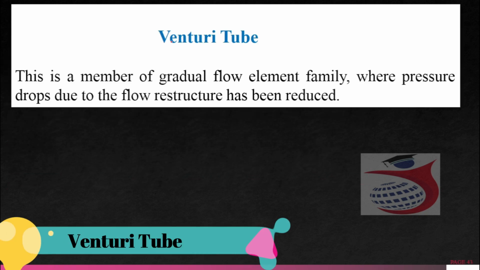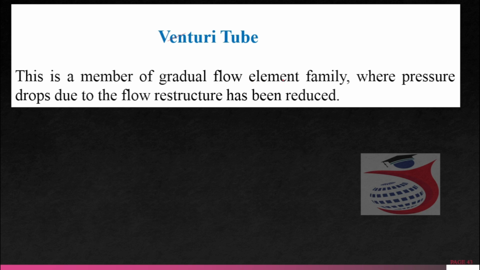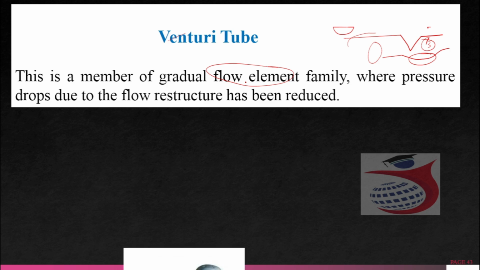Venturi meter is a member of the gradual flow element family. Gradual flow means that when we install an RP, the pressure drops suddenly, but in a Venturi flow meter the pressure recovers gradually. So this is a member of the gradual flow element family, where the pressure drop due to the flow restriction has been reduced. The permanent pressure loss is reduced here.